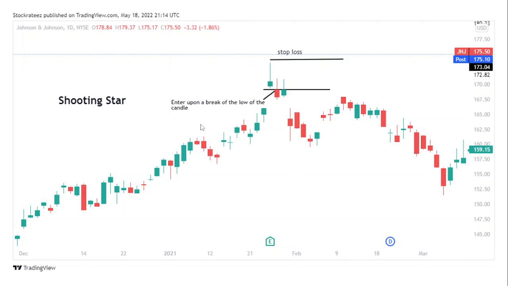All right, so the color doesn't really matter on a shooting star. This one is green. All that matters is it has this huge upper shadow, huge upper wick. So we'll put our stop loss a little bit above, and we'll go short when price goes right below. And then, boom, the trend is over. When you see a shooting star in an uptrend, it indicates the buyers are losing momentum, bulls are running out of steam, and sellers are coming into the market aggressively.